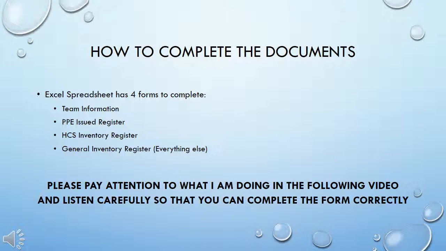How to complete the documents. This document is set up in an Excel spreadsheet which has 4 forms which need to be completed. Firstly, the team information, then the PPE issued register, then the hazardous chemical substances inventory register, and finally the general inventory register, which is for everything else.